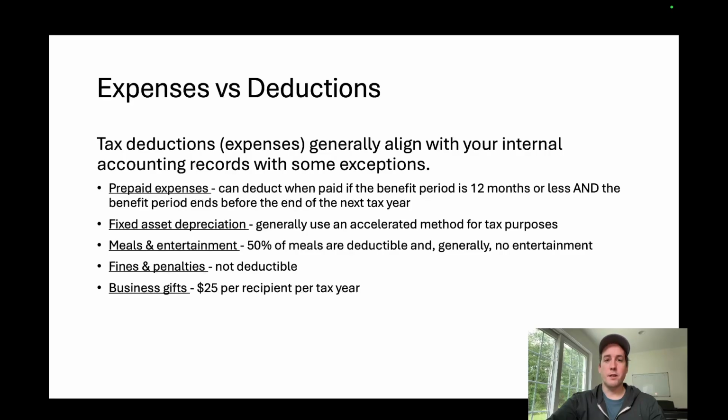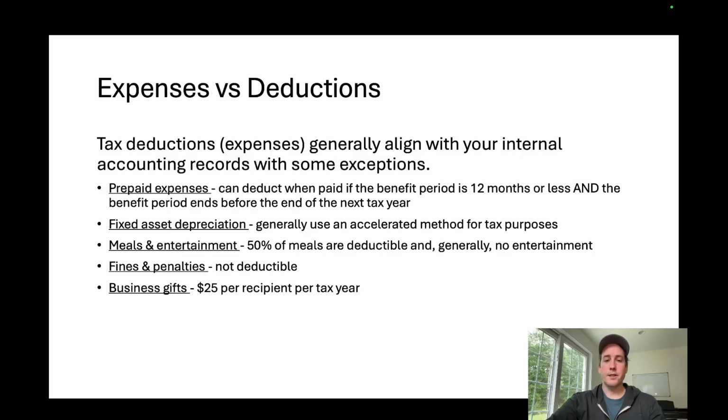If you have an LLC, then it will be your personal tax rate, assuming that your LLC is a disregarded entity. If you're a corporation, then you'll follow the corporate rates. So we're going to jump in here, and we're talking expenses versus deductions. So that is expenses that you have in your accounting records versus taxable deductions.